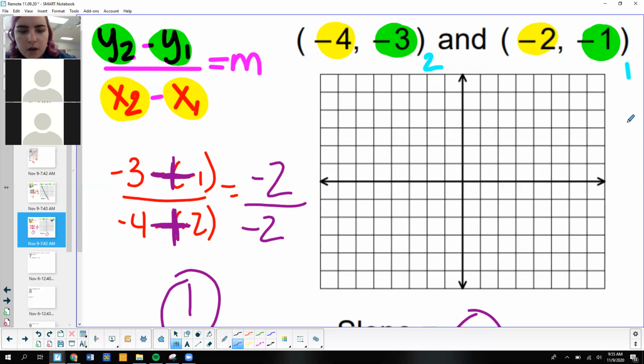All right, so we're gonna check ourselves by plotting our points. So -4, -3: -4, then 1, 2, 3 down, -3. Here's point 2. So this point right here is plotted. And then we're gonna go ahead and do -2. So -2, 1, 2, down 1. So that's gonna be right here. So I'm gonna go ahead. That was kind of sloppy. Let's see. I tried to make it as straight as possible.